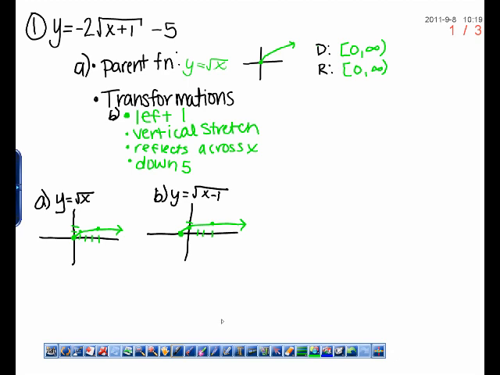What are we going to do next? We're going to do the vertical stretch, so we're going to do 2 times the square root of x plus 1. Now, if I'm talking about vertically stretching, am I manipulating the x values or the y values? Y. Y goes with vertical. So I'm going to take each y value and multiply it by 2. That's how you do a vertical stretch. Take each y value of your point and multiply it by 2.